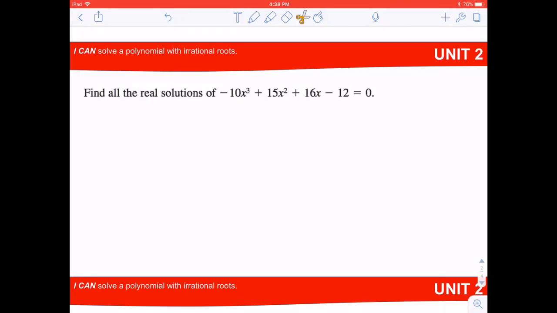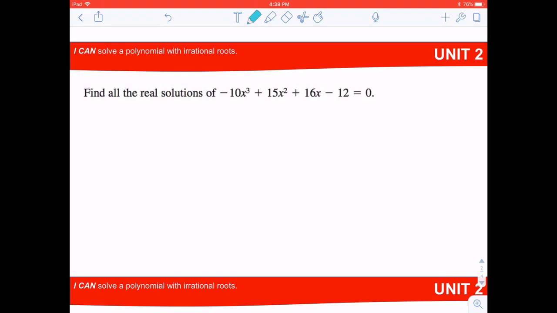Hello. In this video, we're going to be doing a couple of examples on solving a polynomial with irrational roots. So we're given the polynomial negative 10x cubed plus 15x squared plus 16x minus 12 equal to 0, and we're trying to find the solutions to this. So we need to figure out what is x equal to. In order for us to do that, we're going to try to factor this polynomial.